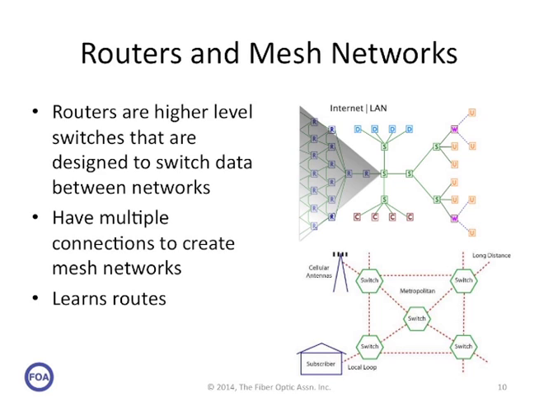A smarter switch, sometimes called a router, is used to create a mesh network. Basically, routers are higher level switches that can switch data between multiple networks. They have multiple connections to create these mesh networks. They can learn various routes or be programmed to send data along routes to ensure that it's going to be able to get where it's going. It can avoid busy sections by simply taking an alternate pathway.